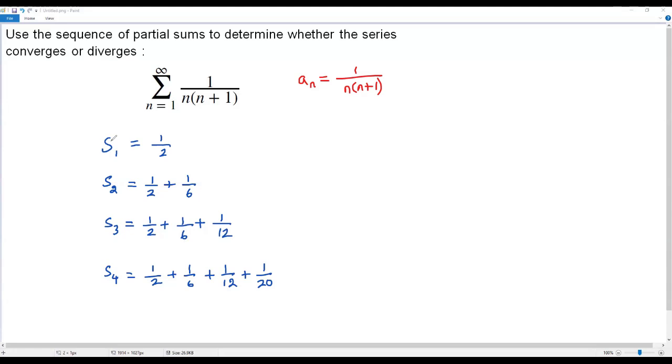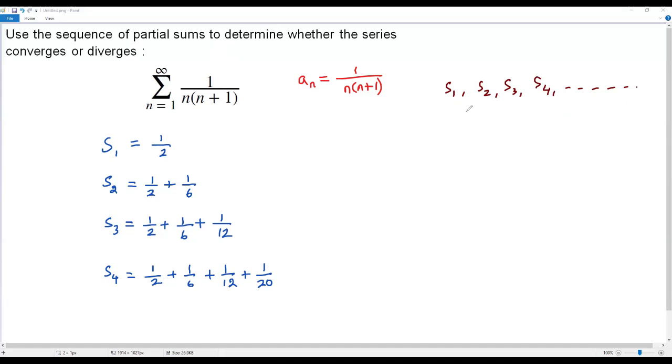Okay, now I got the first partial sum, the second, third, and fourth partial sums. Now I'm going to form a sequence with the partial sums I've got over here. That is S1, comma S2, comma S3, comma S4, and it keeps going. Now how do we decide whether the given infinite series converges or diverges with the sequence of partial sums? If the sequence of the partial sums converges to a finite value, then the given infinite series also will converge. In case the sequence of partial sums diverges, then the given infinite series will diverge.